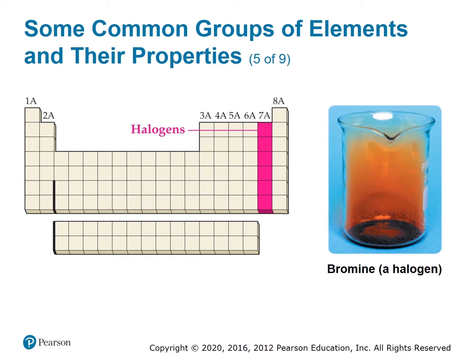Fluorine and chlorine are green or yellow gases. Bromine is an evil-looking dark red liquid, as you can see on this slide, and iodine is a dark brownish-purple solid. What they do share, though, are similar chemical properties. They're all highly chemically reactive, especially towards metals.